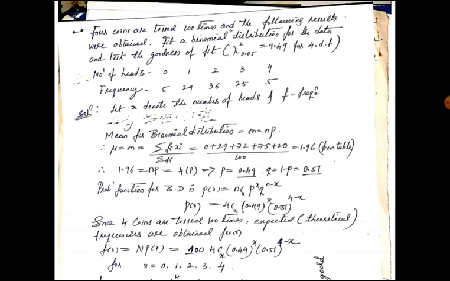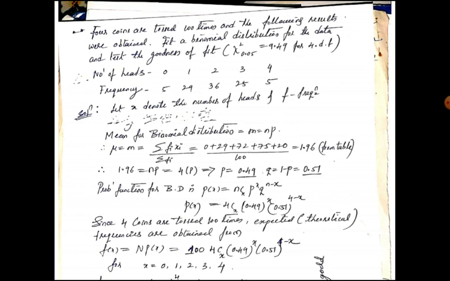Fitting a binomial distribution is again not new, because you have studied this in your binomial distribution theory. In the question, chi-square at 0.05 for 4 degrees of freedom is 9.49. So this is the observation given. Number of heads 0, 1, 2, 3, 4 and the corresponding frequencies are given as 5, 29, 36, 25 and 5. Now let us denote x as the number of heads and f as the frequency.